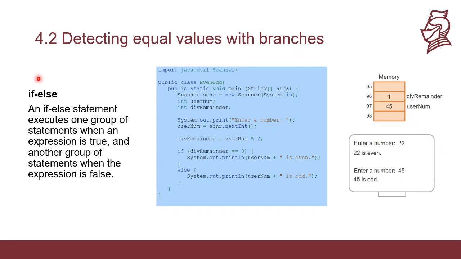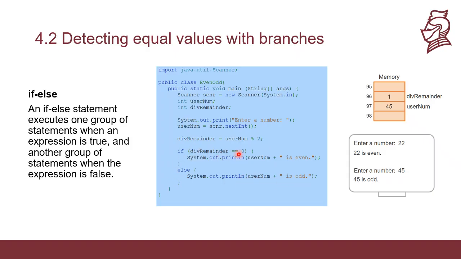We can also tack on this little optional else statement. So an if else statement just executes something if the expression is true. Otherwise, it executes something else. So let's look at the code. If divRemainder equals 0, then print out userNum is even. Else System.out.println userNum is odd, right?